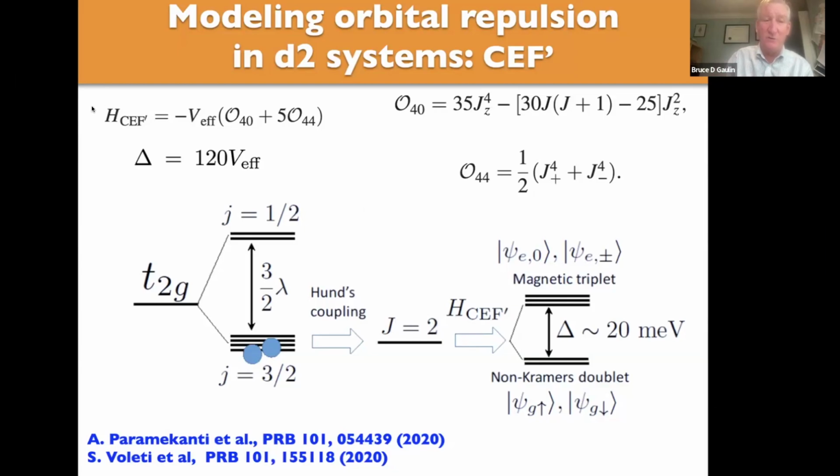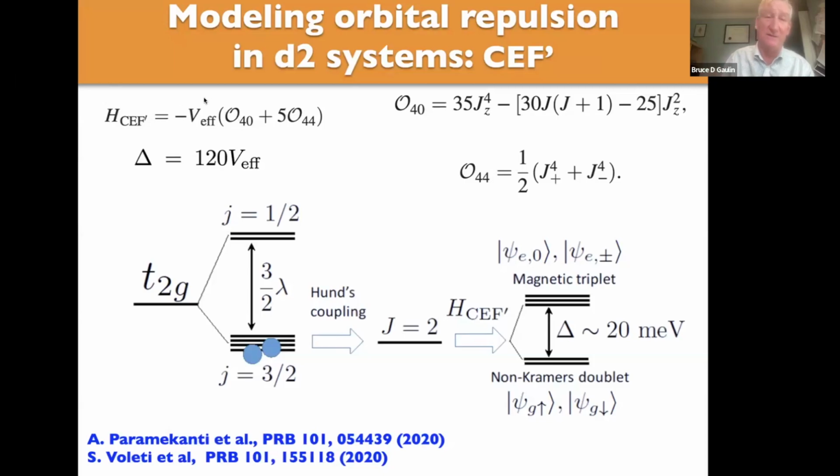And so you can do that again with the most general form of such a crystal field perturbation for a J equals 2 system. It has this form here, where this O40 and O44 are these Stevens equivalent operators. So this is the most general symmetry allowed form of a perturbation in this environment.